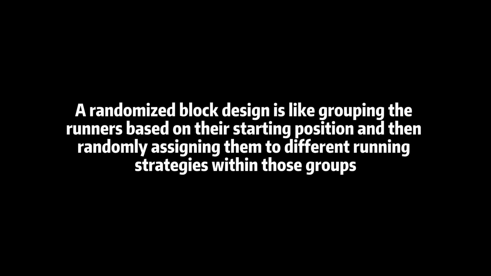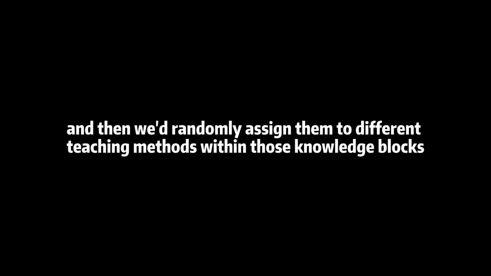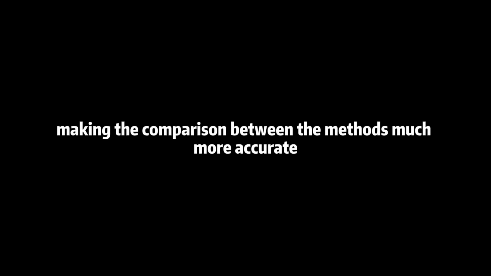Right. A randomized block design is like grouping the runners based on their starting position and then randomly assigning them to different running strategies within those groups. So for the students, we would first group them based on similar levels of knowledge, and then we'd randomly assign them to different teaching methods within those knowledge blocks. That reduces the variation within each teaching method group, making the comparison between the methods much more accurate. So it's a way to control for something that we know might be influencing the results, letting us see the effects we're interested in more clearly. Exactly. It helps you isolate the signal from the noise.